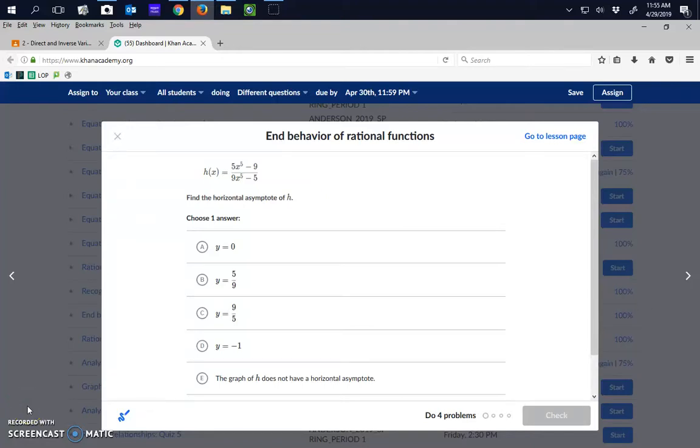End behavior of rational functions. The question is: h of x is equal to 5x to the fifth minus 9, all over 9x to the fifth minus 5. Find the horizontal asymptote of h. So I have the question written down.